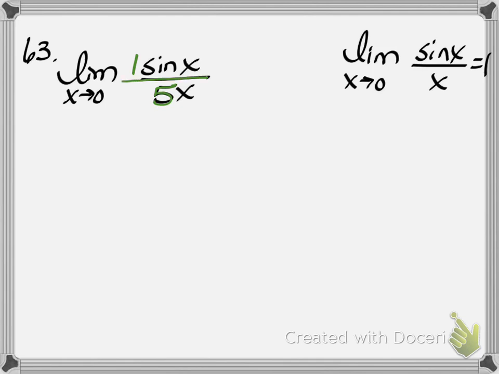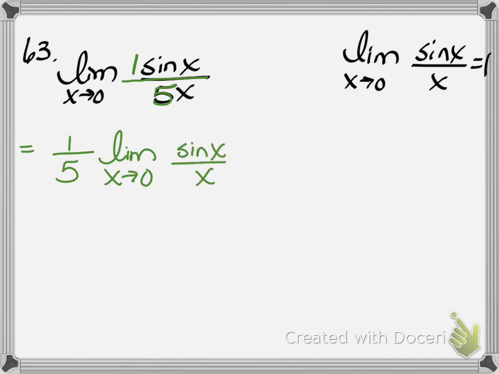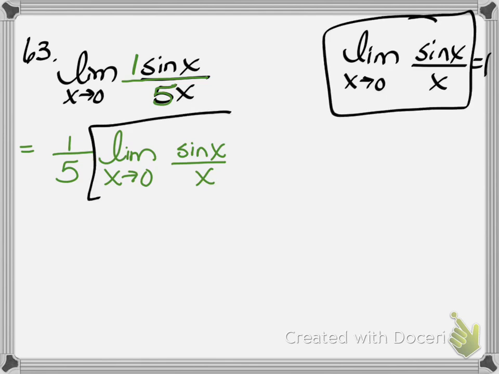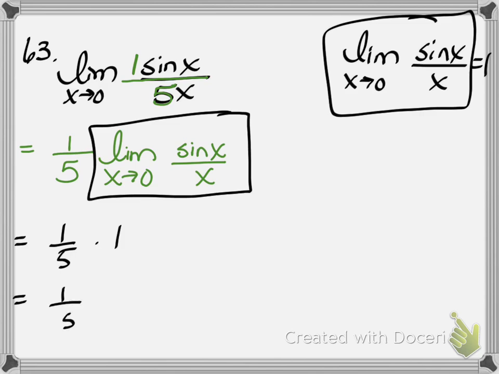So if you look at that as a 1/5 being a scalar, we can bring it out in front of the limit. So if the 1/5 comes out in front of the limit, you're left with sine x over x, which is this exactly right here. So all that I just boxed in goes to 1. So it's 1/5 times 1, which is 1/5.